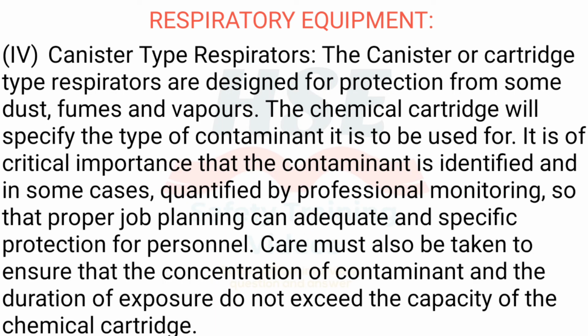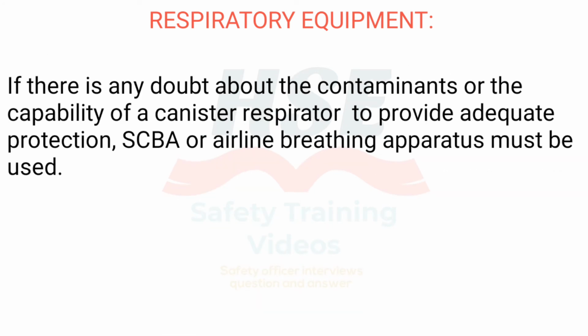4. Canister-type respirators. The canister or cartridge-type respirators are designed for protection from some dust, fumes and vapors. The chemical cartridge will specify the type of contaminant it is to be used for. It is of critical importance that the contaminant is identified and, in some cases, quantified by professional monitoring, so that proper job planning can provide adequate and specific protection for personnel. Care must also be taken to ensure that the concentration of contaminant and the duration of exposure do not exceed the capacity of the chemical cartridge. If there is any doubt about the contaminants or the capability of a canister respirator to provide adequate protection, SCBA or airline breathing apparatus must be used.